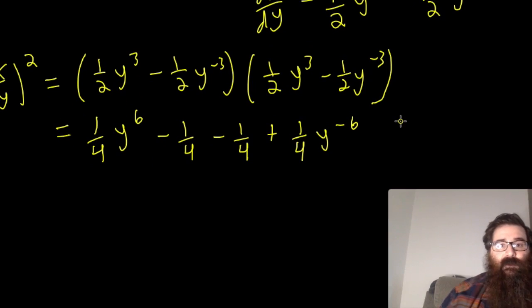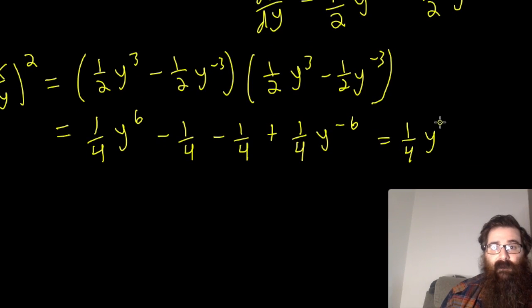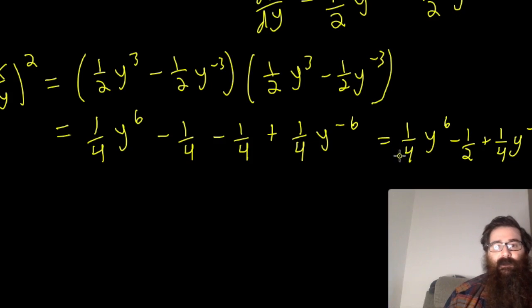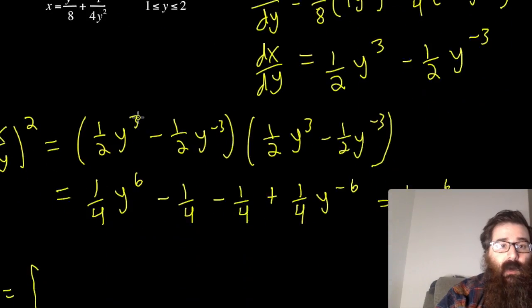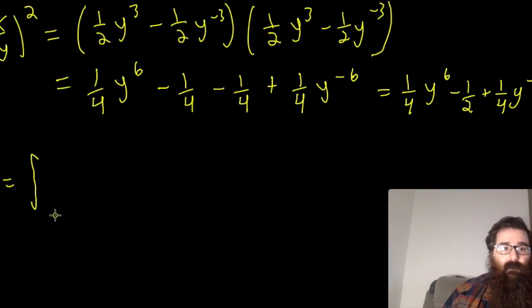And then as promised, we said we could clean this up. This is going to give us 1/4 y to the 6th, then minus 1/2, and then plus 1/4 y to the minus 6. Now we'd like to throw this under the square root, but we also want to add 1 to it. So if I want to set up my integral now to find the arc length, I can. Here I want the integral, and my bounds were from 1 to 2 on y. So the integral from 1 to 2.